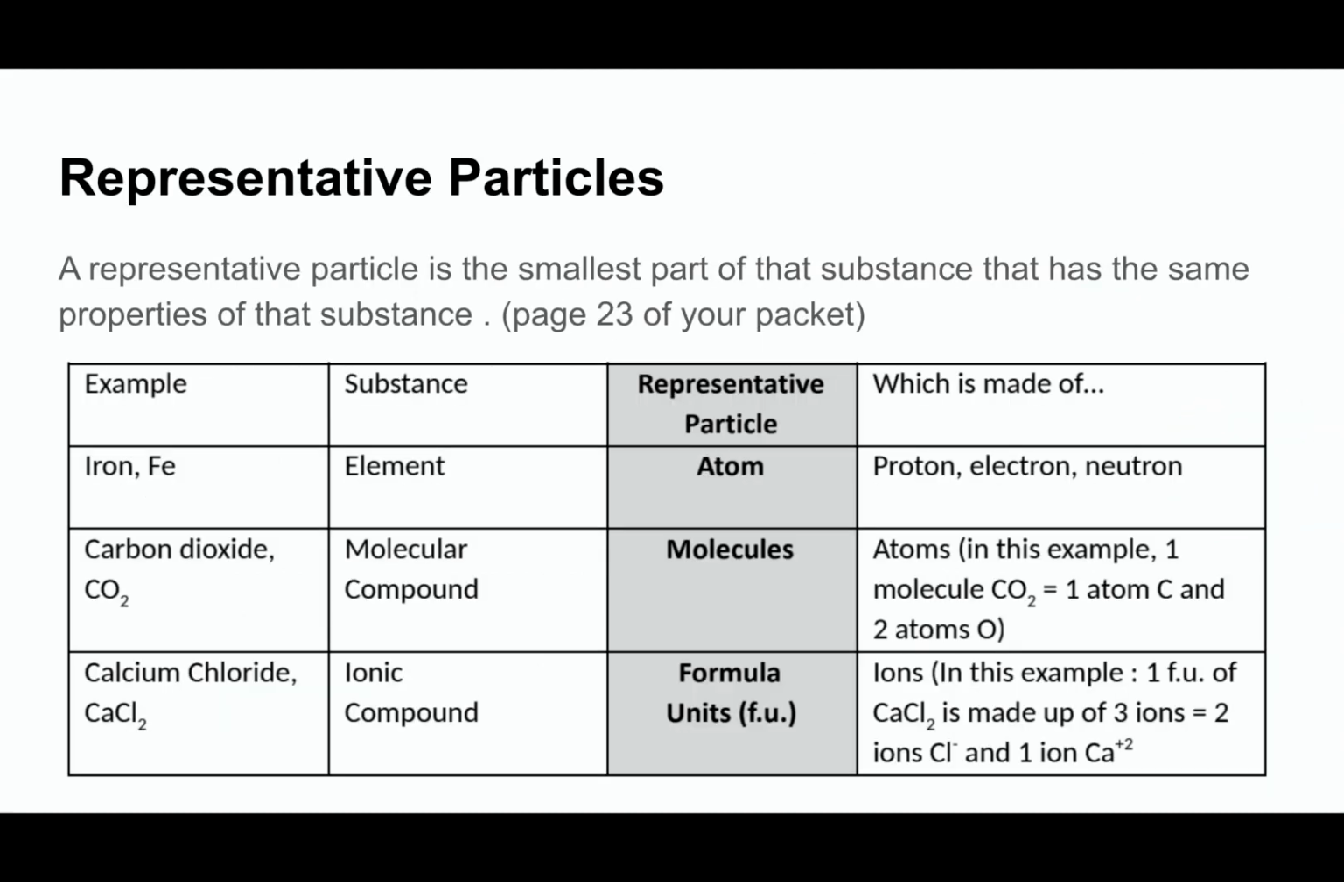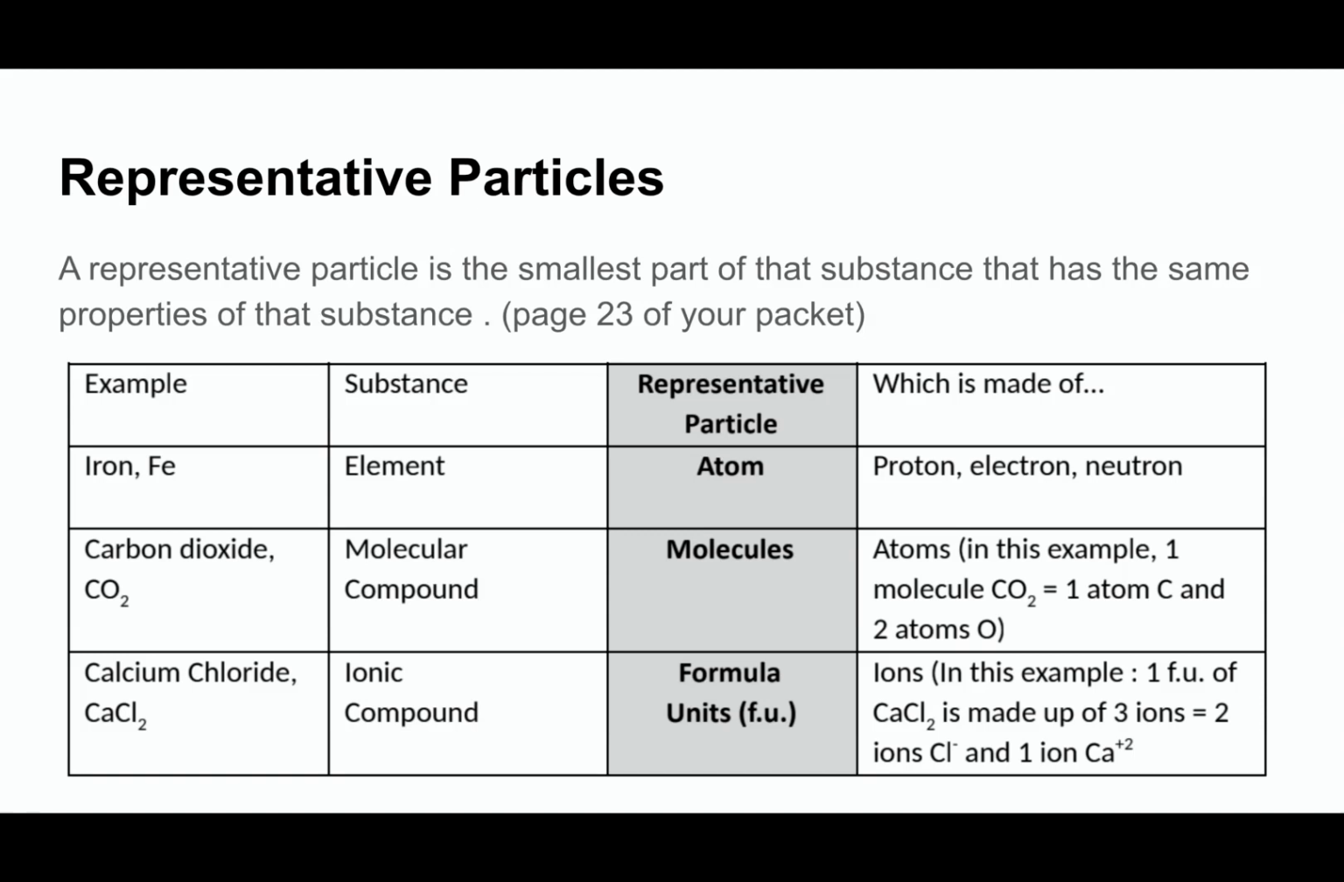First, what is a representative particle? A representative particle is the smallest part of the substance that has the same properties of that substance. For example, iron is an element. You know it's made of atoms. Atom is the representative particle, even though atoms are made of protons, electrons, and neutrons. But it is the atom of iron that has the same properties of iron. It is a solid, it is malleable, but the proton, electron, and neutron don't have those properties.